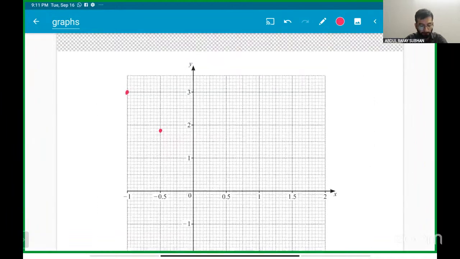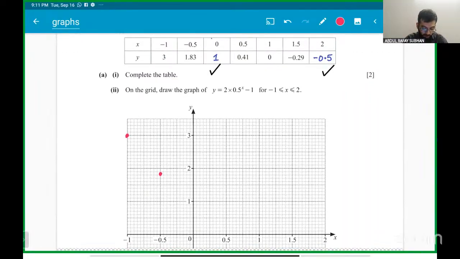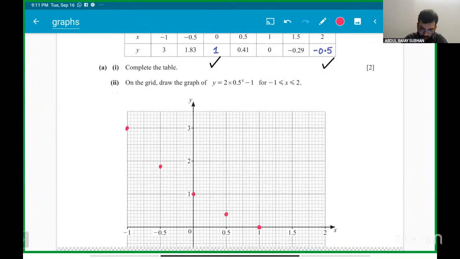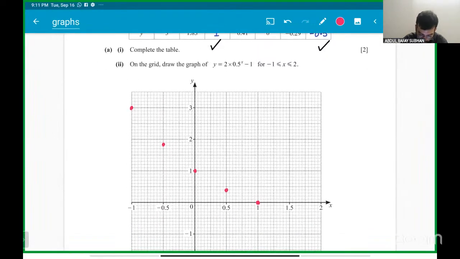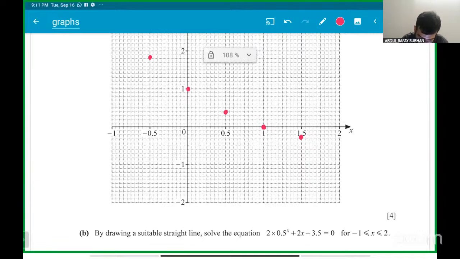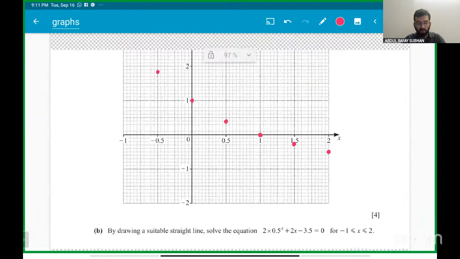Is everyone getting it? When x is negative 0.5, we got 1.83. When x is 0, y is 1. When x is 0.5, y will be 0.41. When x is 1, y will be 0. When x is 1.5, y is going to negative 0.29, which is close to 0.3. When x is 2, y is going to negative 0.5. Is everyone getting it?